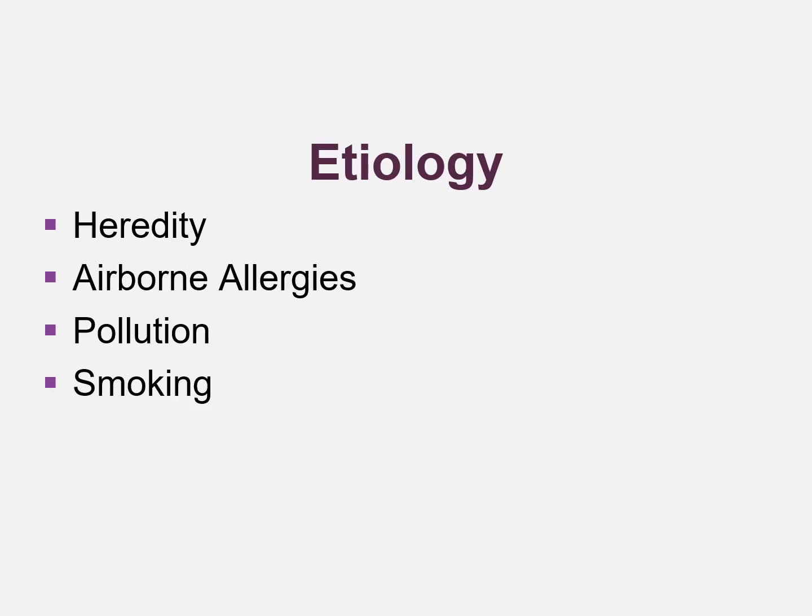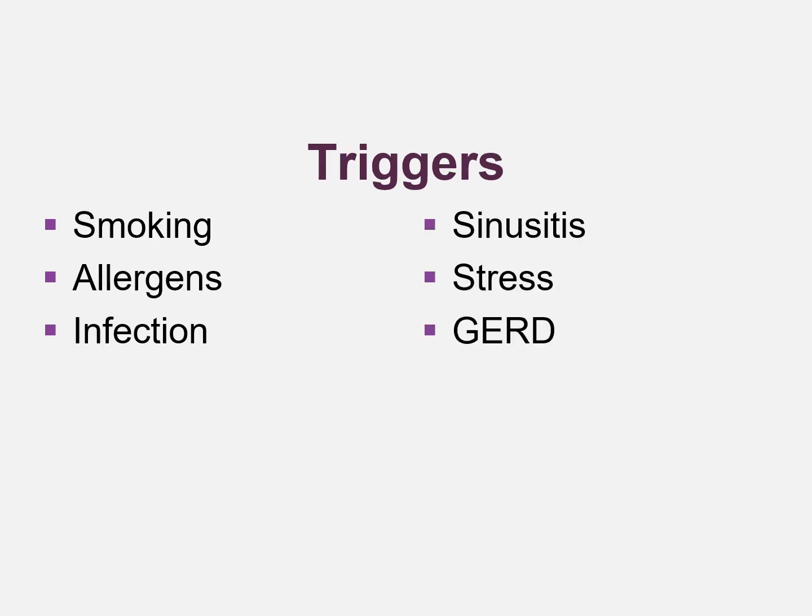Asthma can be inherited, or it can be caused by airborne allergies that trigger it, pollution, or smoking. Other triggers include infection, sinusitis, stress, and GERD. Sometimes the environment, like cold air, can trigger it, and sports.